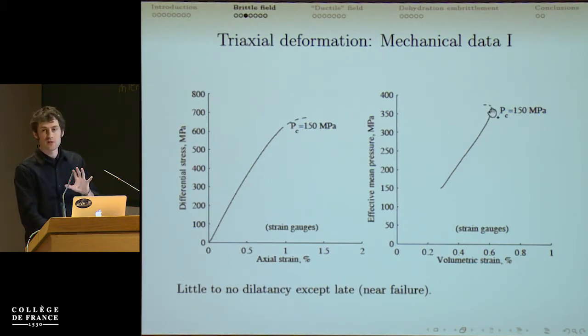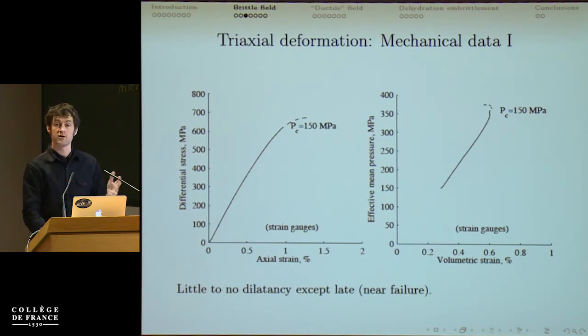So the key element of these two curves that I want to highlight here is that there's almost no dilation before failure. I'm going to show the comparison with granite later. You're going to see how different that looks. So this is a key element of antigrite. It's very different from all rocks I know, which doesn't dilate very much.